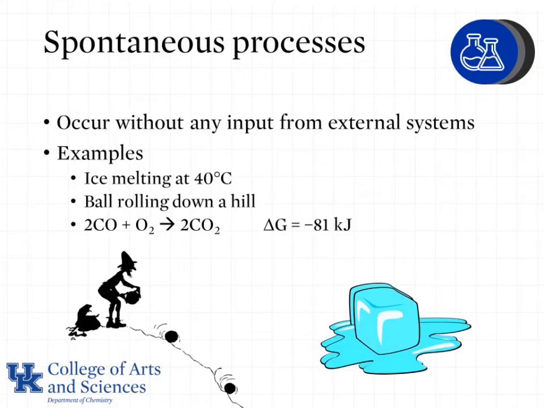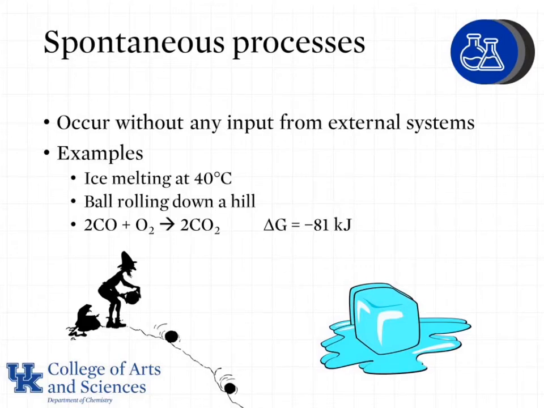One question students often have is, what do we mean by spontaneous? And what we're saying is that this occurs without any input from external systems. For example, if I take an ice cube at 40 degrees Celsius, it will spontaneously melt. I'm not having to do anything to it, it will just melt at 40 degrees Celsius. If I took that same ice cube at minus 10 degrees Celsius, it would not melt, and so that would be a non-spontaneous process. Another example of a spontaneous process is a ball rolling down the hill.